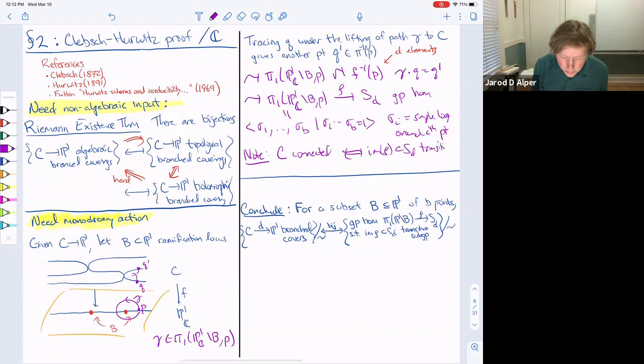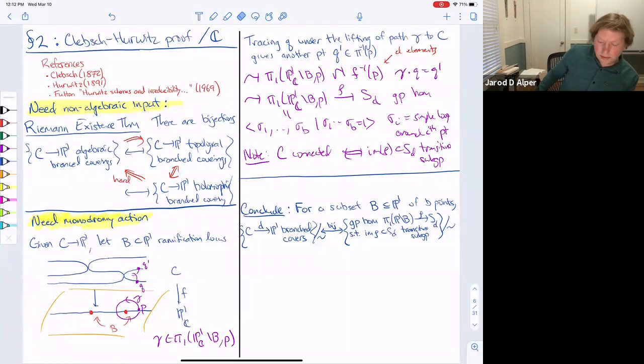Keep in mind, in our definition of branch coverings and of simply branched coverings, the curve is connected. But this correspondence works more generally. If you think about the extreme case of a trivial covering, which is completely disconnected, then the group homomorphism rho maps onto the identity. It's not hard to see this correspondence.